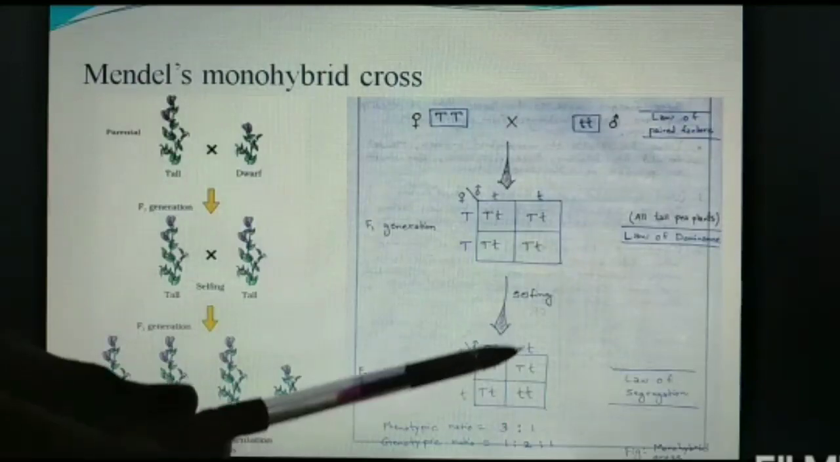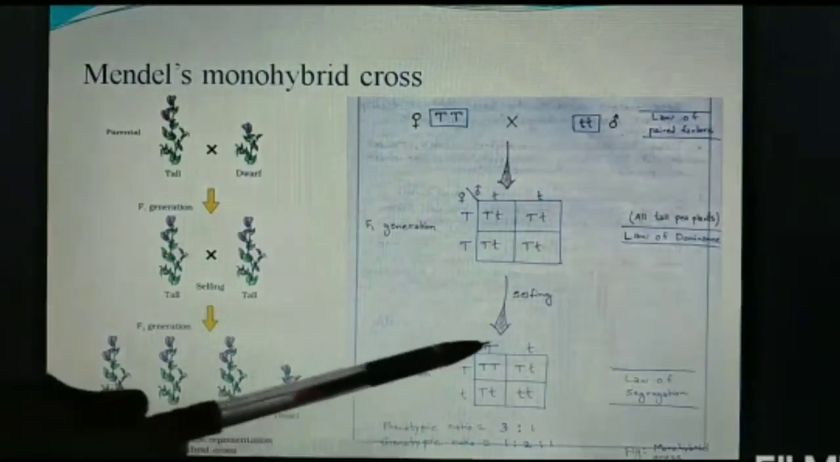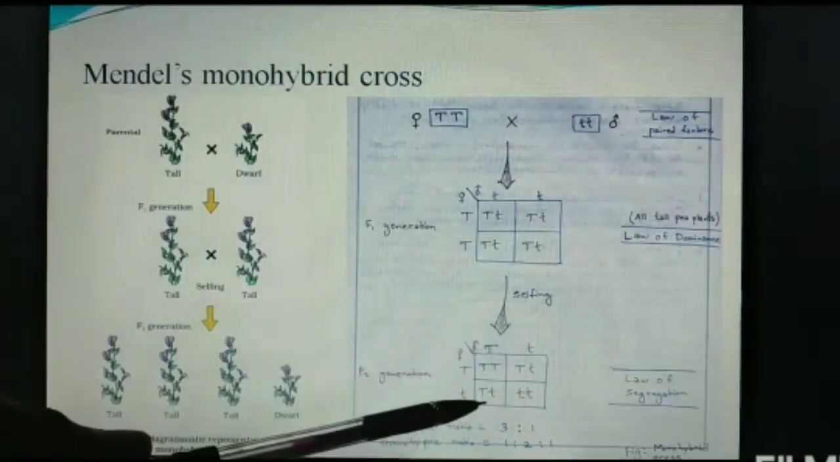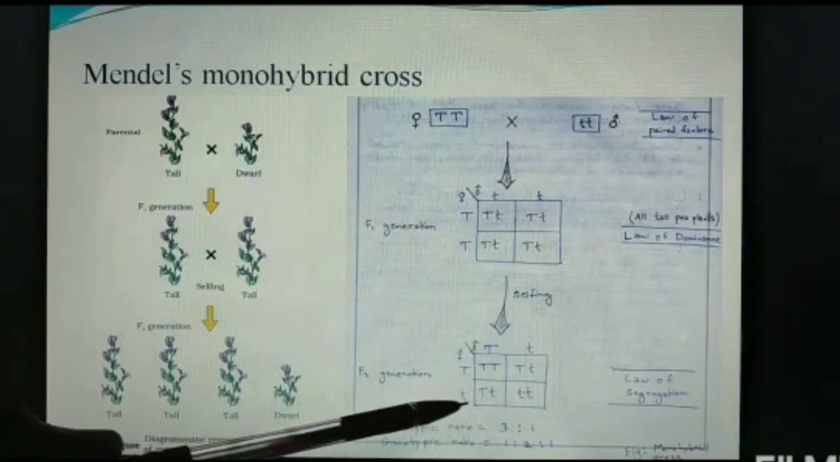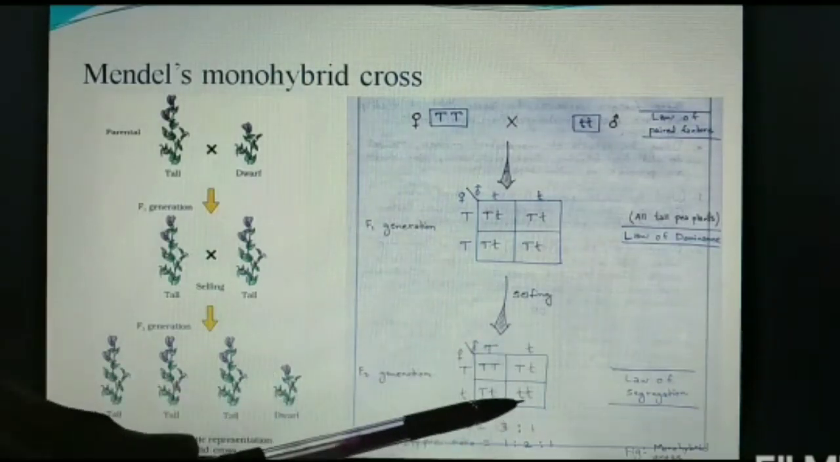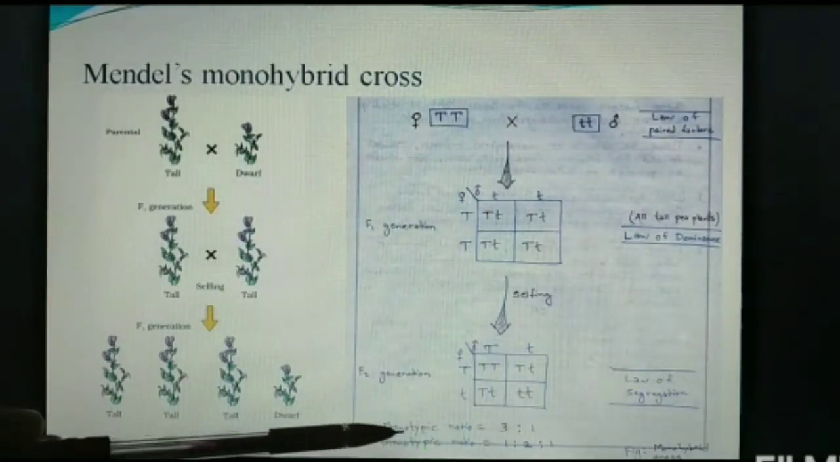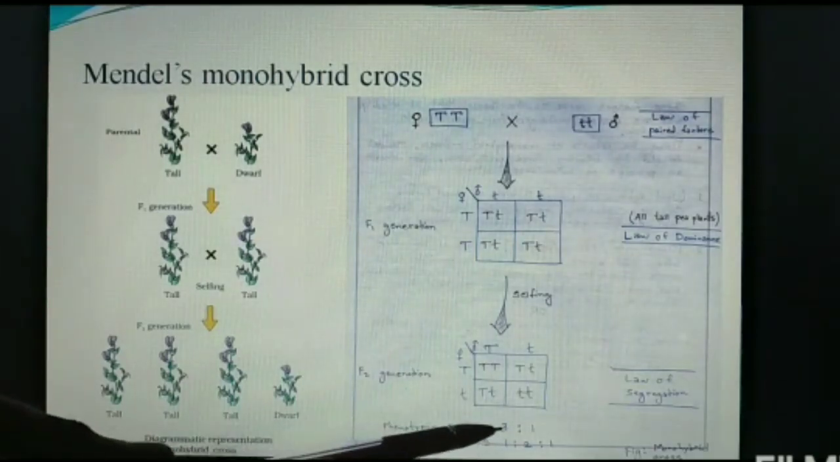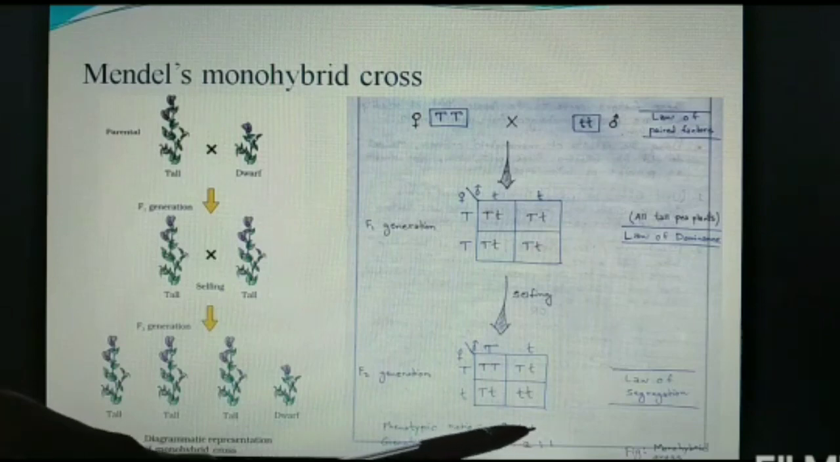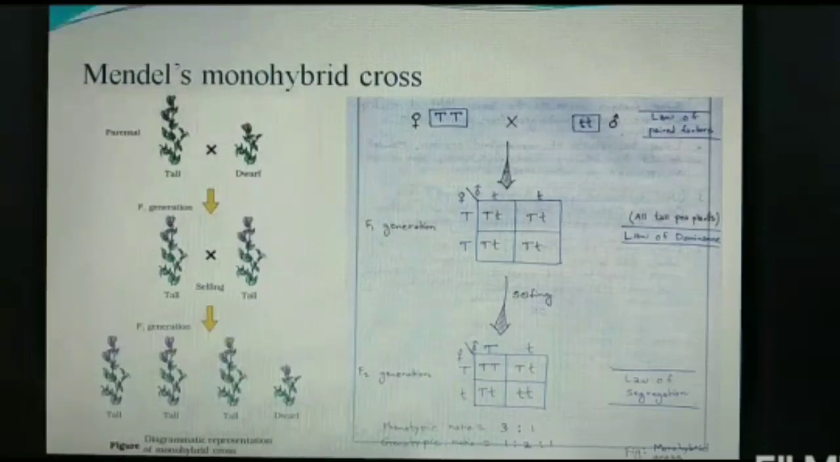Like that, capital T with small t, capital T, small t. Here, small t with capital T, again capital T, small t. When the small t is fused with small t, small t, small t. So in the second filial generation, he got 3 plants that were tall and 1 plant that is dwarf. This is considered as the phenotypic ratio.